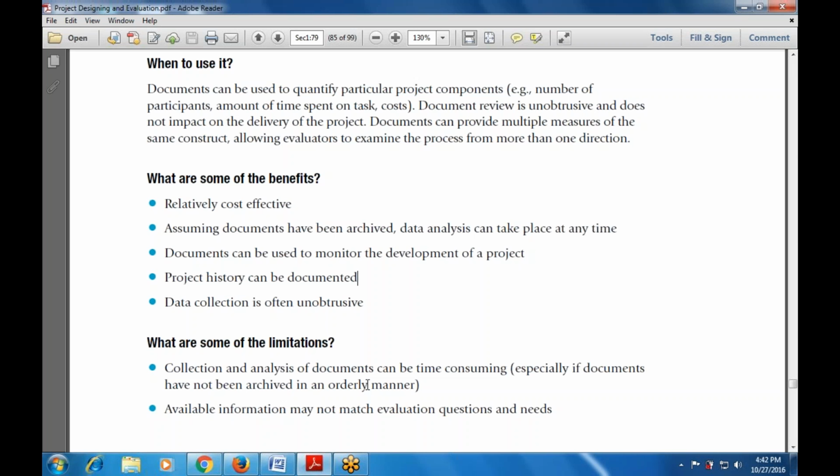Then, available information may not match evaluation questions and needs. Whatever the questions and the data that is required, that information may not match the evaluation criteria, the content, the questions and the needs. So available information may not match the evaluation questions and needs.